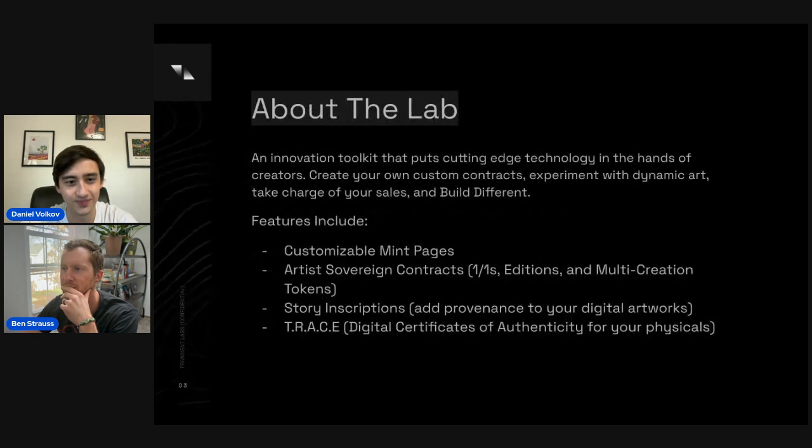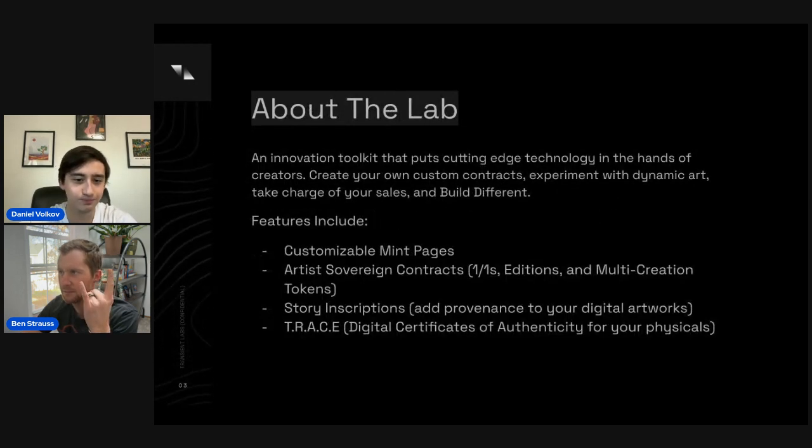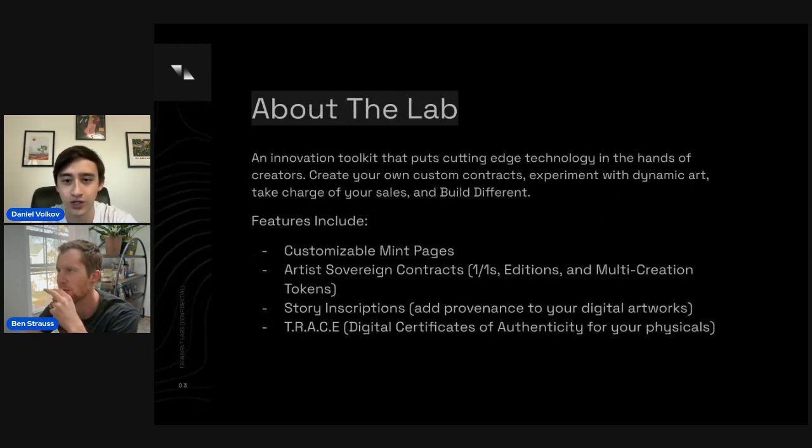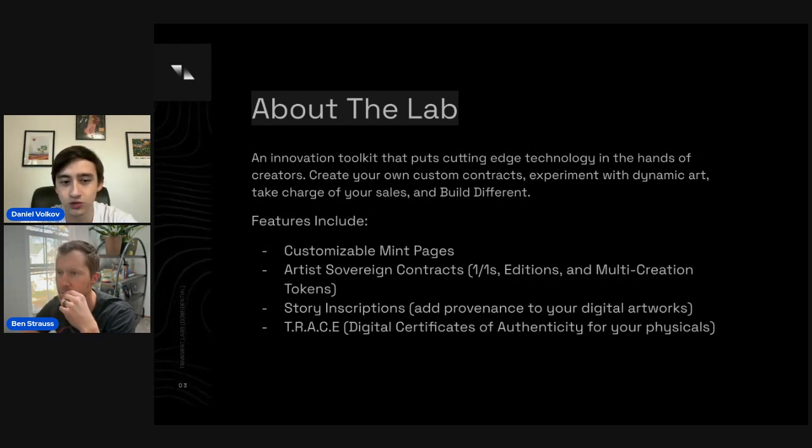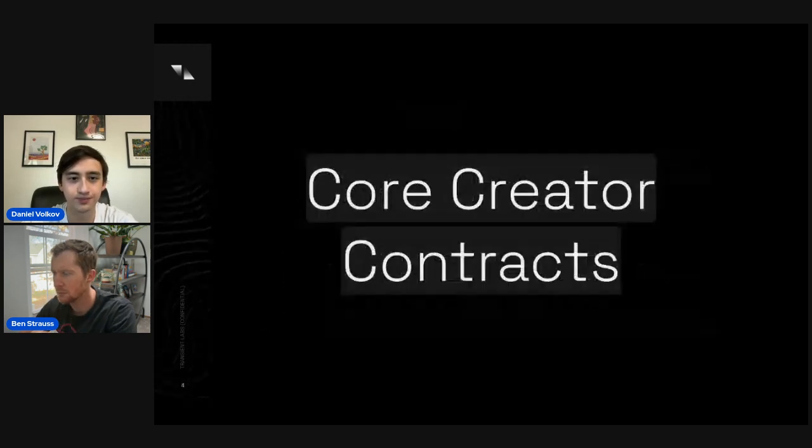Join us. So about the lab, you can create your own contracts. They're all artist sovereign. You can experiment with dynamic art. Some features include customizable mint pages. We have 3 main contract types, as well as the Trace contract for physicals. And then we have features like story inscriptions and synergy, which are part of almost every contract. Story inscriptions are a part of every contract.